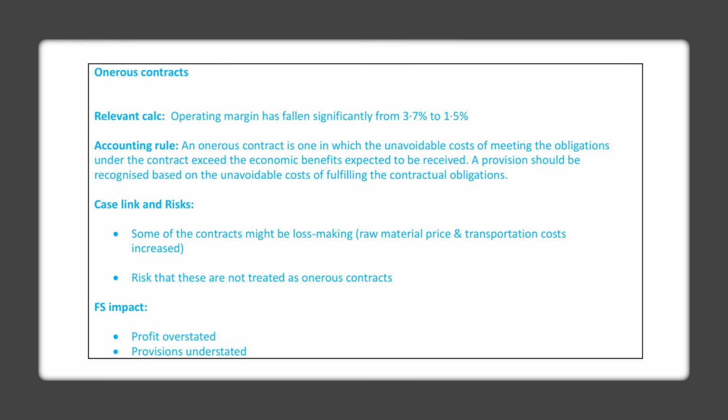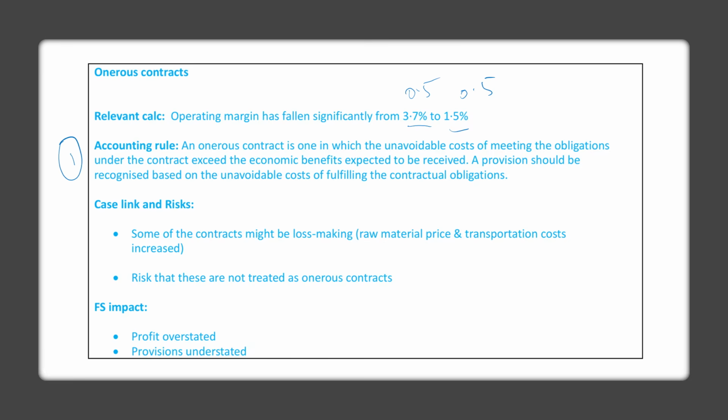This is what I should have come up with. So I don't have a number for the onerous contracts or the loss-making contracts, so I can't comment on materiality. However, a relevant calculation that I can get easy 1 marks for is the operating margin, because that would of course be linked to a loss-making contract. So I can start off by getting an easy calculation mark for saying the margins have fallen from 3.7 to 1.5. I then think of the correct accounting rule and explain it.